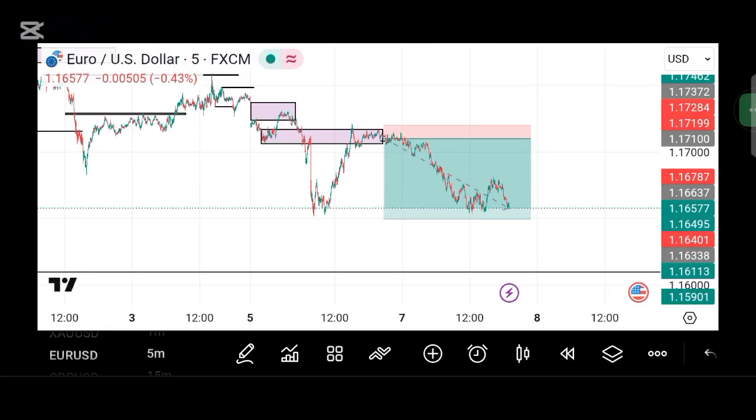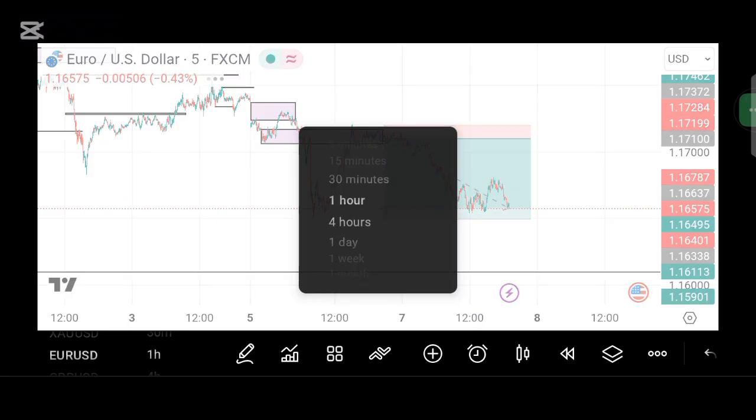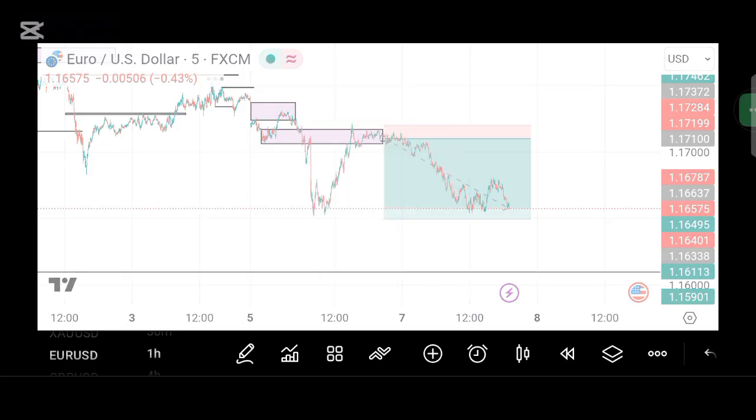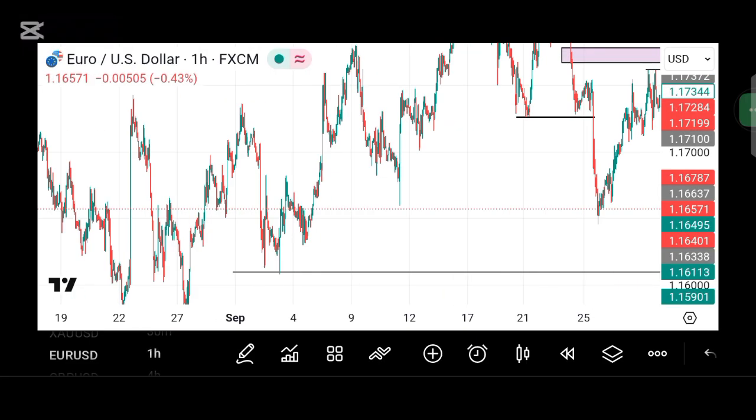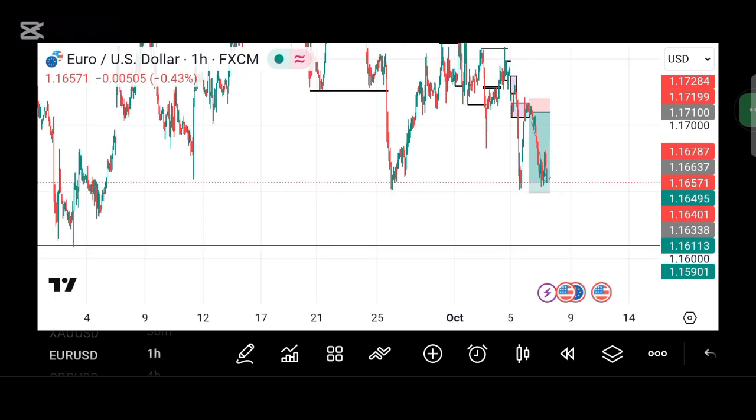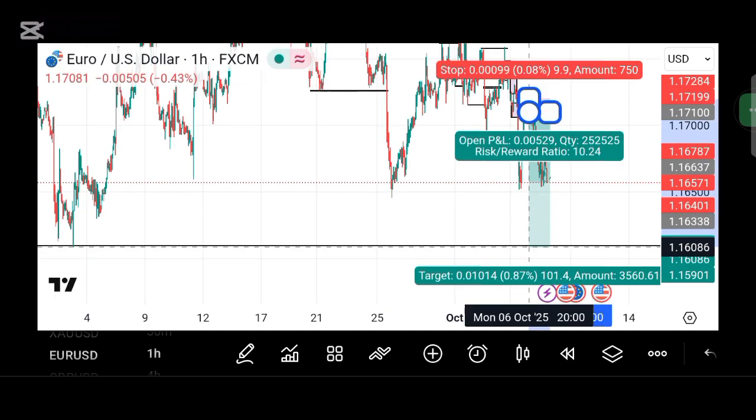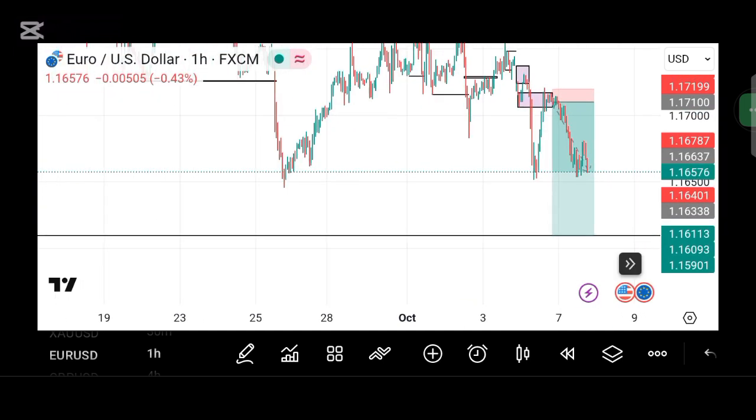This is our overall target here. If you look at it from the 1 hour, we've not gone to our target. So I'm still expecting price to give out maybe two more entry models before reaching the overall target. But as for me, I'm already okay right here.